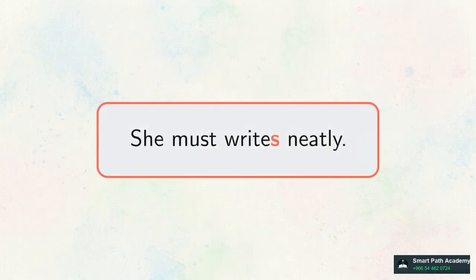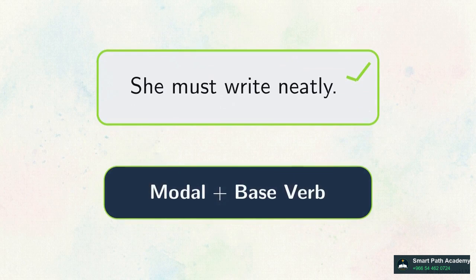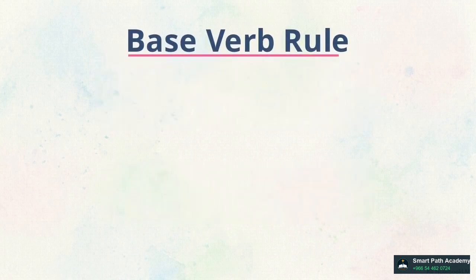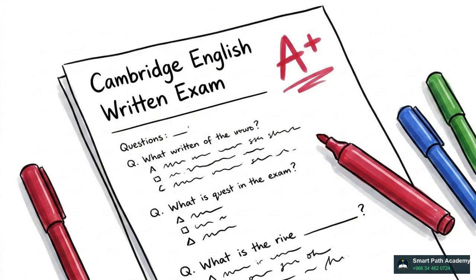Now look closely at this sentence. She must write neatly. When English learners see the pronoun she, they naturally want to add an s to the verb. But with modals, this is incorrect. To fix it, we follow our rule. Drop the s. The correct sentence is, she must write neatly. Modal plus base verb. The base verb rule overrides normal pronoun rules. No matter who is doing the action, he, she, or it, the verb following the modal never changes. Remembering this will keep your score high on written exams.